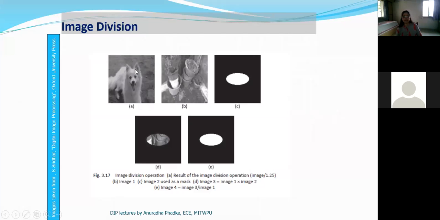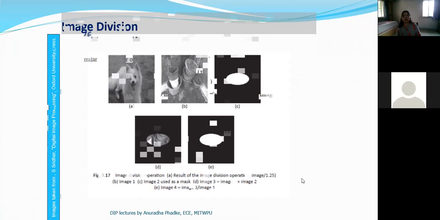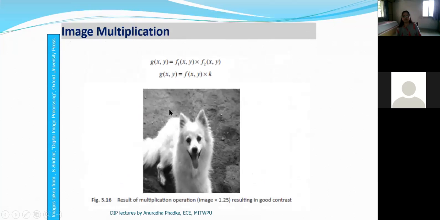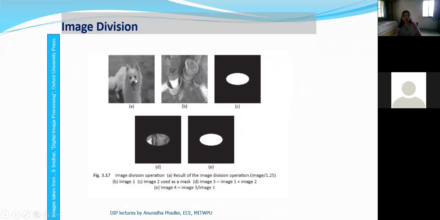This very first image is the result obtained by dividing the previous image by 1.25. This image, which is image into 1.25, is divided by 1.25 so that you get the original image. So this is an example of dividing an image by some constant, and we are getting this result. Every pixel value is divided by 1.25.